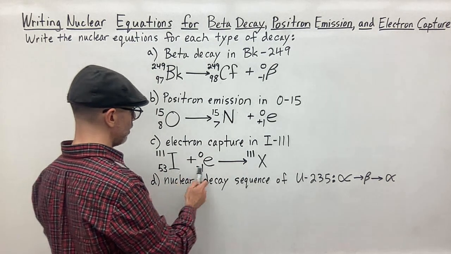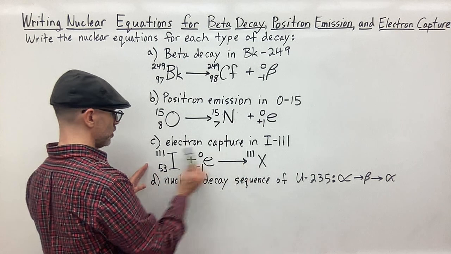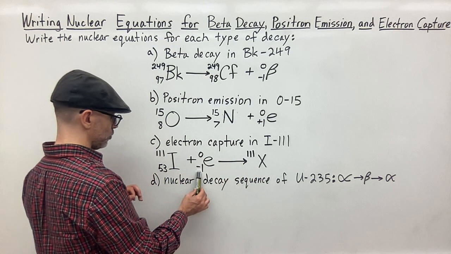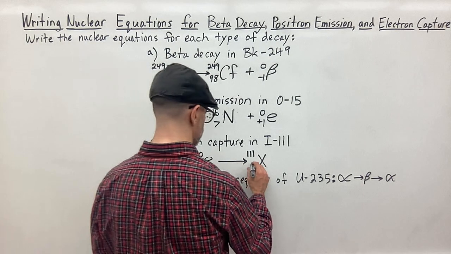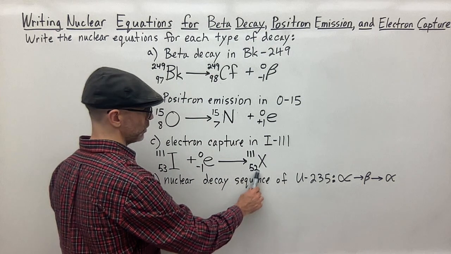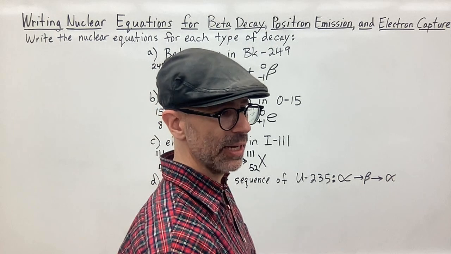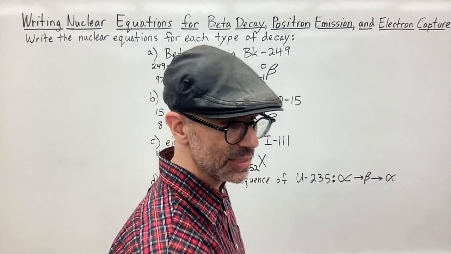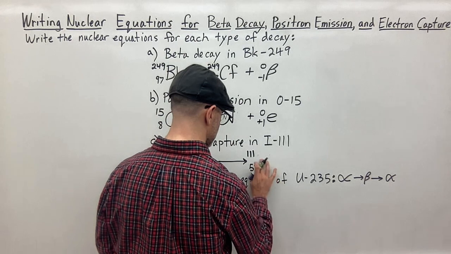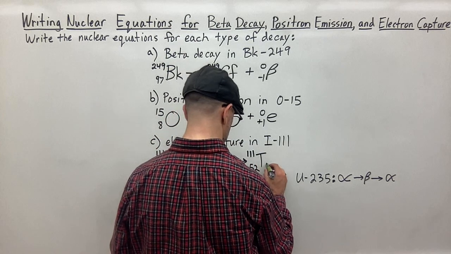And finally, we're back to C. So we've already balanced the top numbers. 111 plus 0 equals 111. 53 minus 1 is going to be 52 on this side here. So now I have the bottom number, which is the atomic number. I look up number 52 on the periodic table, and I get Te. So we're going to erase this, put the symbol Te for that isotope.